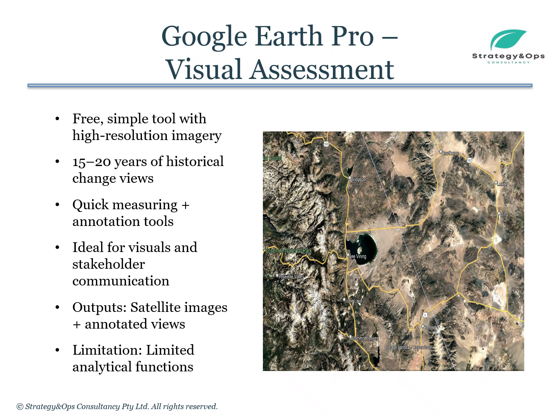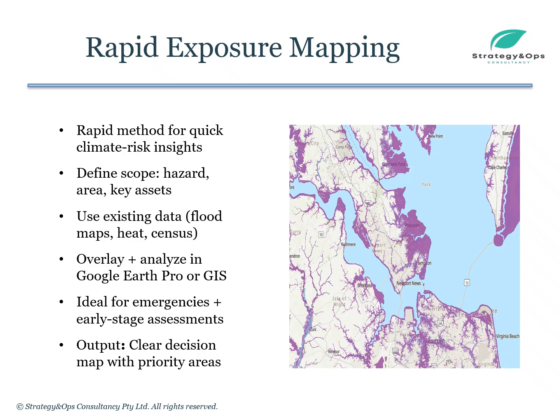This image shows dense Sierra Nevada forests giving way to arid desert basins with steep slopes and sparse valley vegetation, shaping where communities and infrastructure can operate safely. Rapid exposure mapping gives you quick, actionable intelligence when decisions can't wait for a full assessment.